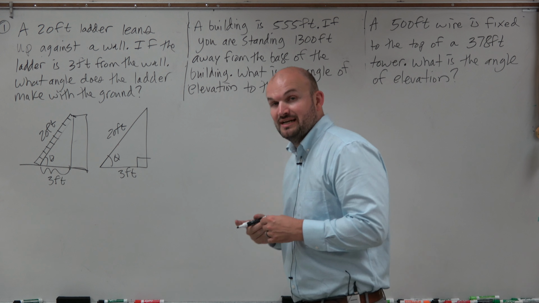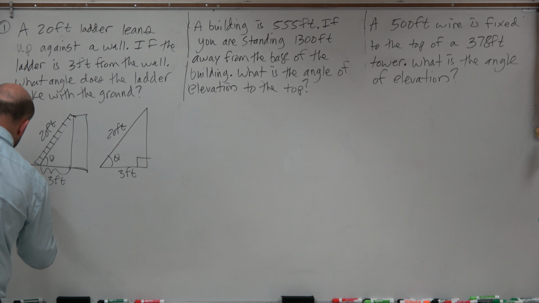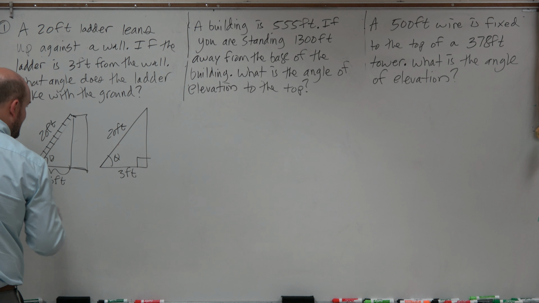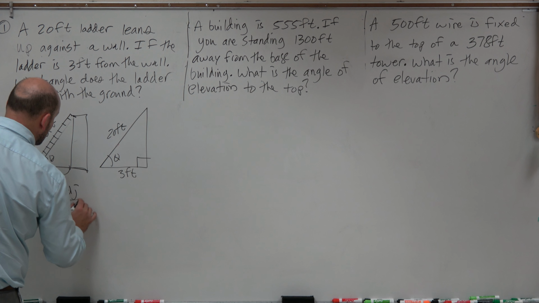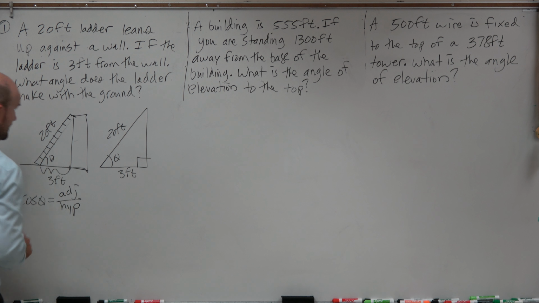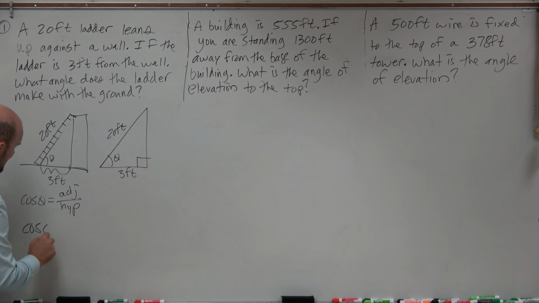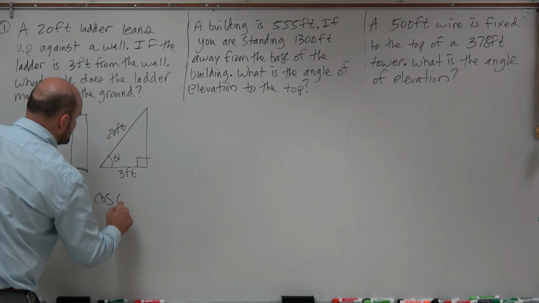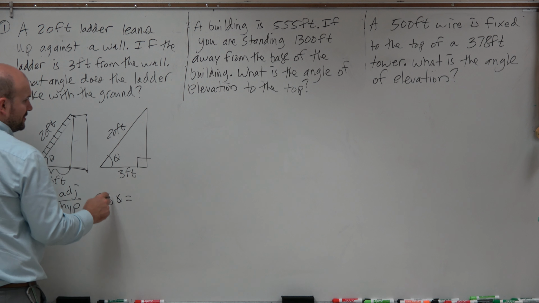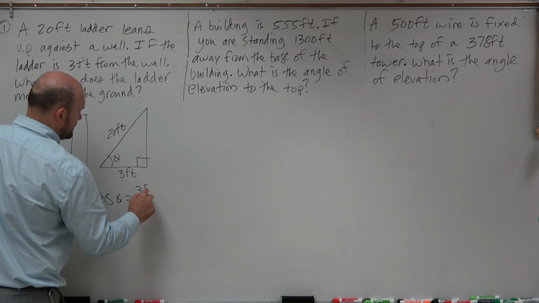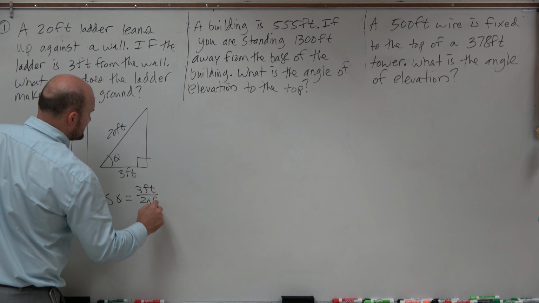So therefore, we know we're going to need to use the cosine function, because cosine of any angle is going to be the adjacent side over the hypotenuse. So in this case, we have cosine of theta. Actually, I'll do this here. Cosine of theta is equal to the adjacent, 3 feet, over 20 feet.